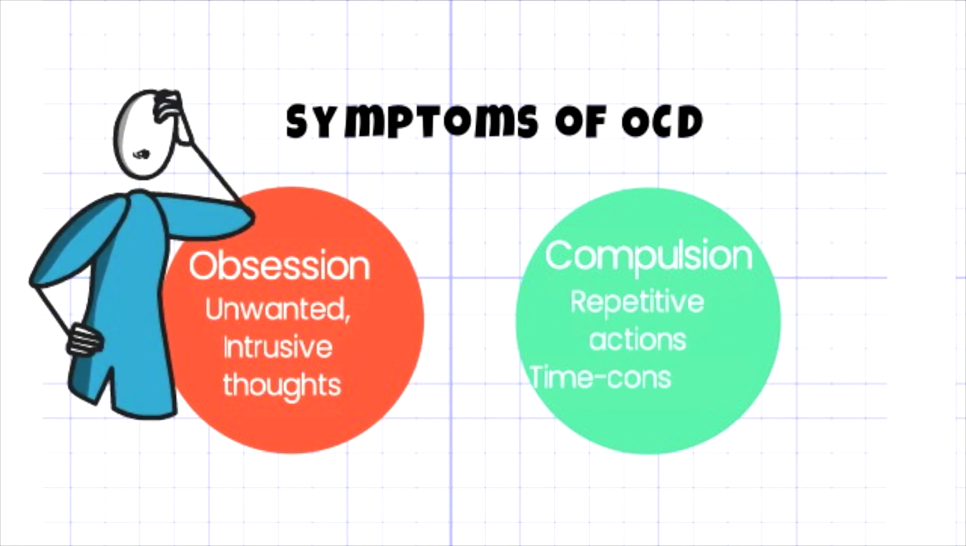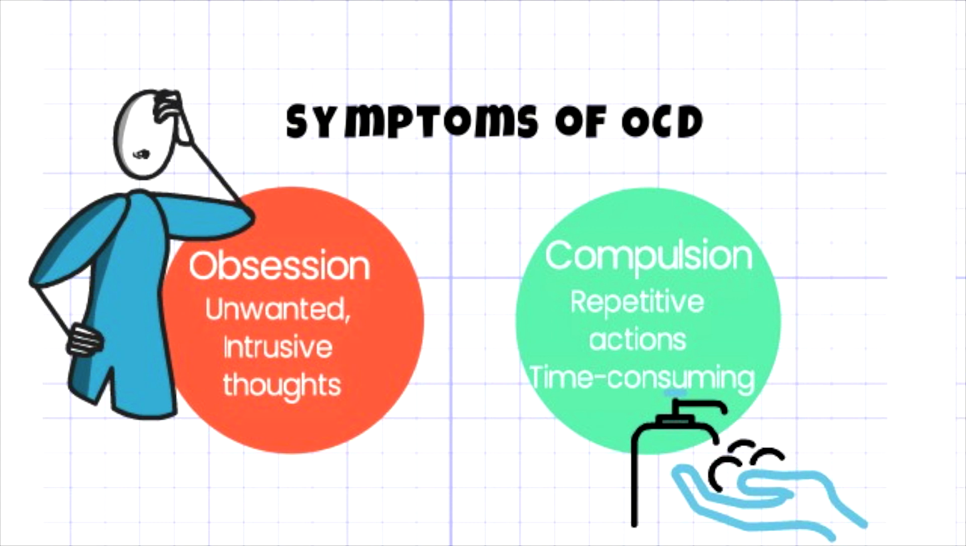Compulsion is repetitive actions that you feel like you have to do to ease or get rid of these obsessions. People with OCD don't want to perform these compulsive behaviors and they don't get pleasure from them, but they feel that if they don't do these behaviors, their anxiety will worsen. They are time consuming and they get in the way of important activities that people with OCD value.